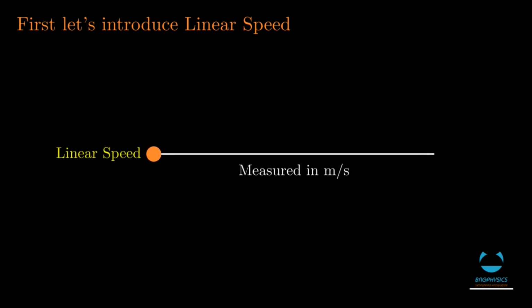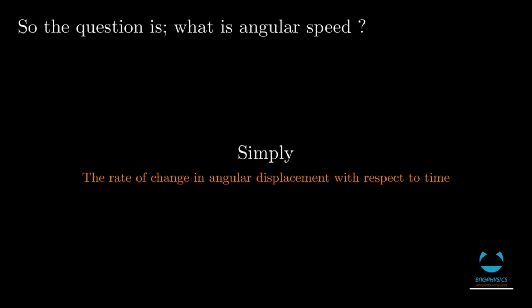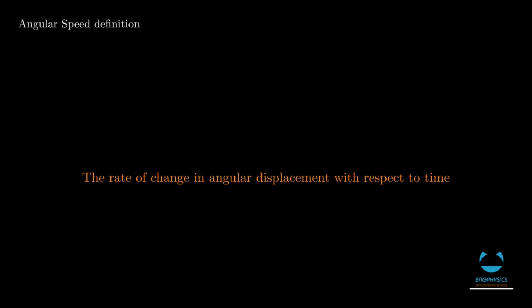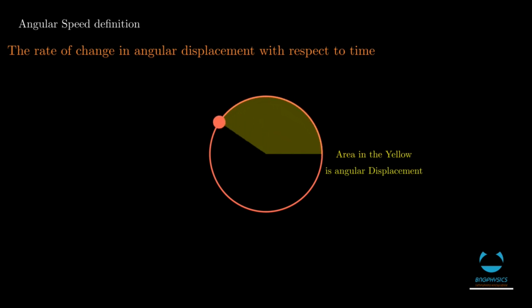So now, from this simple example, I believe that you have correctly guessed the meaning of angular speed. Angular speed is simply the rate of change in angular displacement over time, or the speed of a rotating object. For example, the speed of this red dot while it is rotating around this circle is called angular speed. And as you see, the angular displacement changes over time.